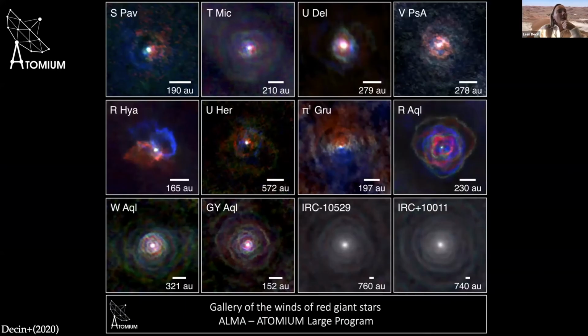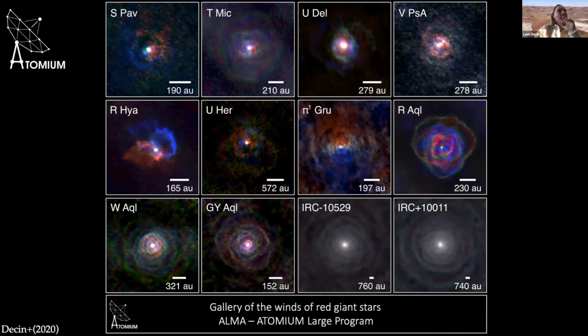This is the outcome for these AGB stars. What you can see here is a colored picture of carbon monoxide. The red is material that goes away from you, the blue is material that flows towards you, and green is roughly at the stellar velocity. And you see that none of these stars has a spherically symmetric stellar wind.